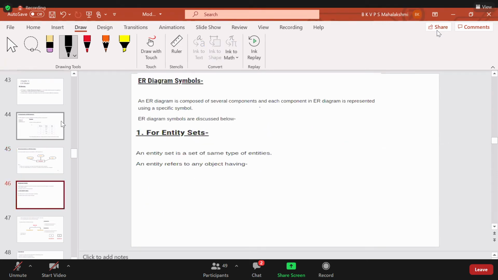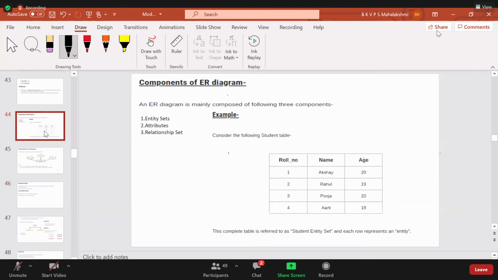So then what are the entity sets? The three components are entity sets. Up to now, we just cleared up the attributes and entity. And what are these entity sets? The collection of the tables. That's it, right? Entity sets is nothing but what?